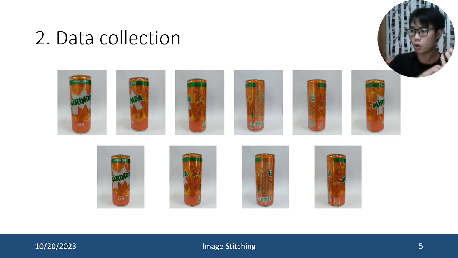Following this step, we successfully obtained a comprehensive dataset of the cylindrical can. As you can see here, in the first row of the figure we have 6 viewpoints around the can, and the second row has 4 viewpoints around the can.